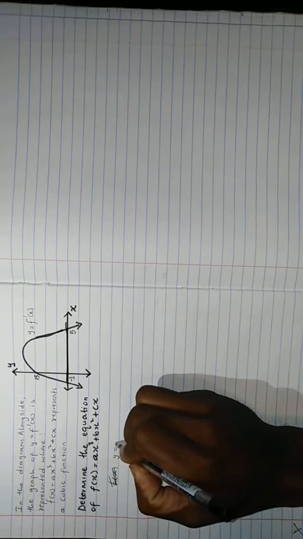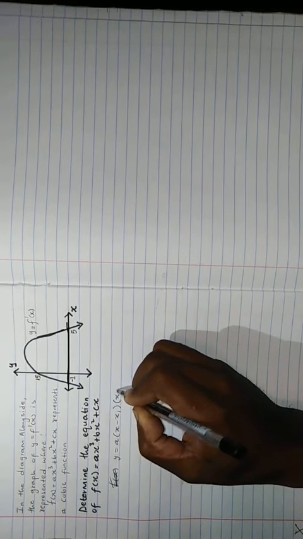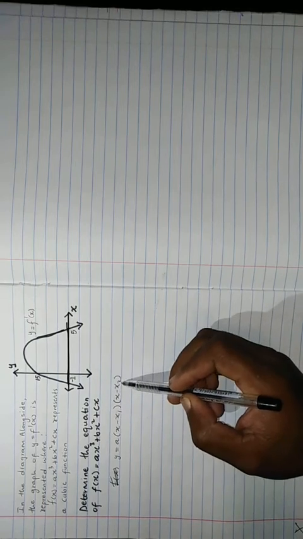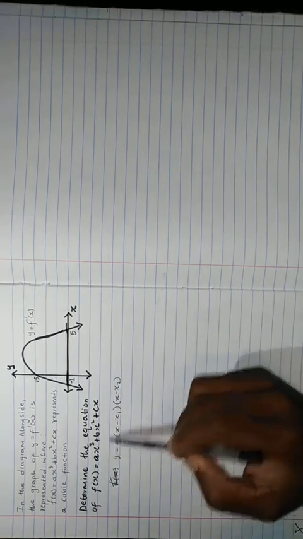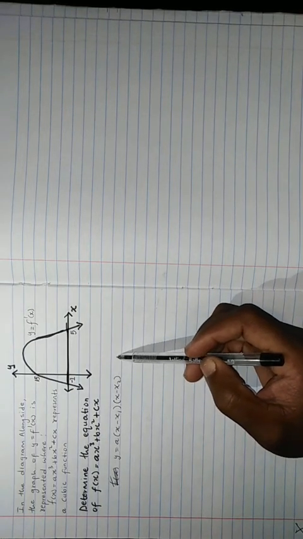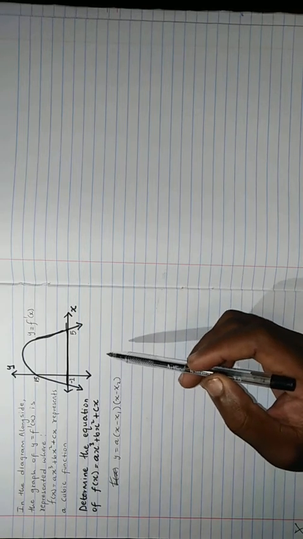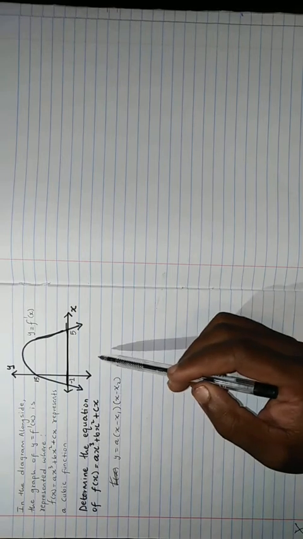Sorry, not f of x, but y equals a into x minus x1 into x minus x2. Remember, x1 and x2 represent the x-intercepts. On a cubic function, we would have x minus x3, because a cubic function sometimes has 3 x-intercepts. It depends on the information that is given to you.